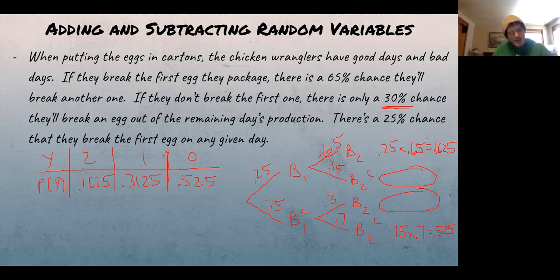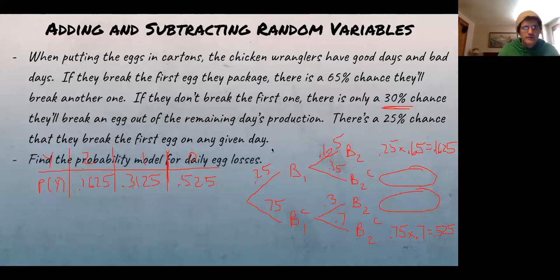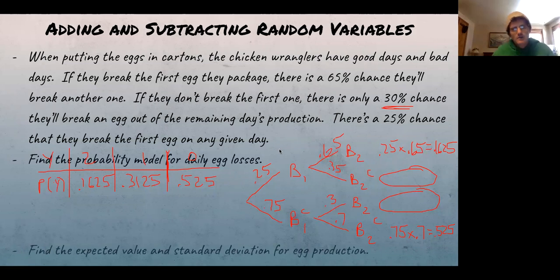So this one is getting some practice with some of Unit 5 probability and tree diagrams. But now we have a probability model. We could break 0, 1, or 2 eggs, and that's a probability. Now we can figure out, very straightforward. Okay, well, there's a probability model. Now we can figure out the expected value and standard deviation.